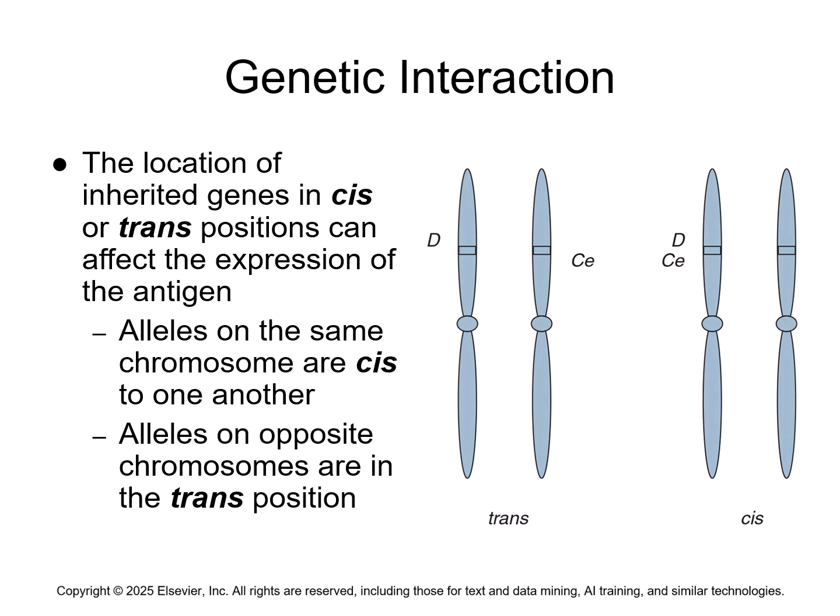So in the first example, we see that we have two genes that are on different chromosomes. Those are in the trans position. Then there are genes that are located on the same chromosome. So we see in the second example of D and CE located on the same chromosome, those are in the cis position.